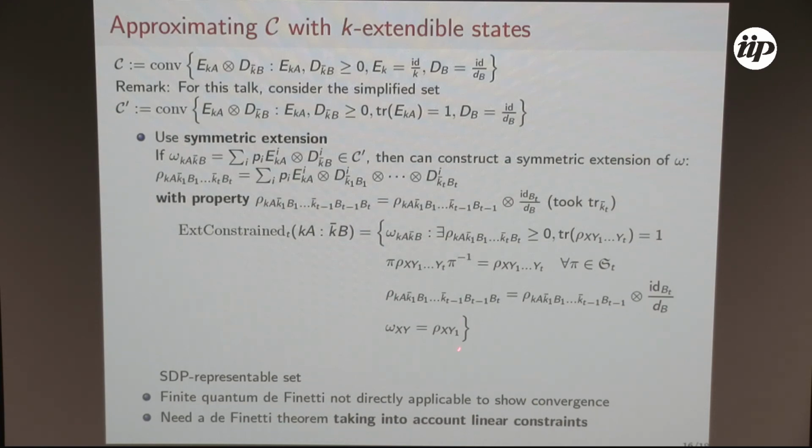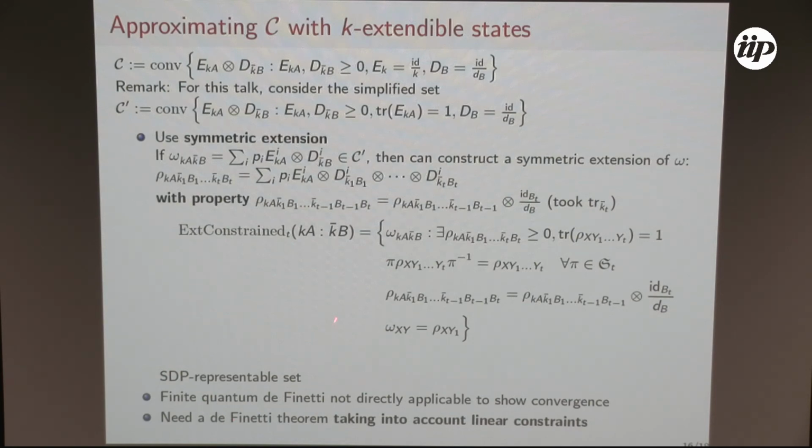So I can just add this to my extendability condition. I want a state rho which is an extension of omega, which is permutation invariant, but also has this property that if I take the partial trace over the last k bar t, then I get tensor identity. Again, this is an SDP representable set.